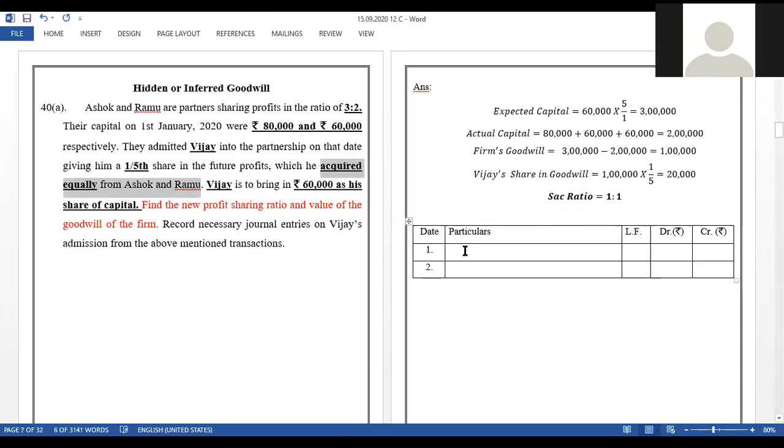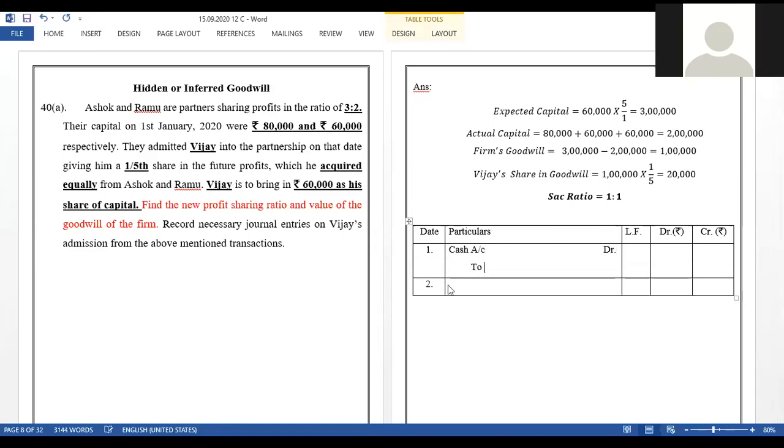Let us complete the entries now. First entry is for capital brought in. Vijay has brought 60,000 as his share of capital. So this will be cash account debited to Vijay's capital. Amount is rupees 60,000.